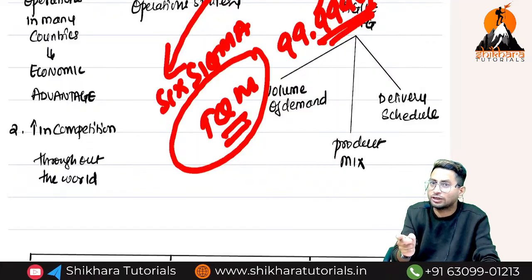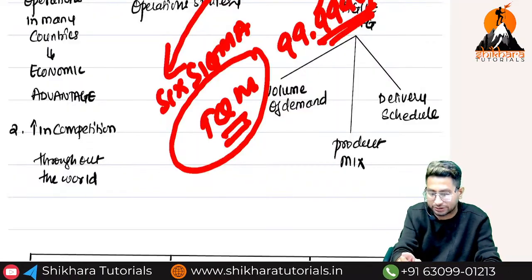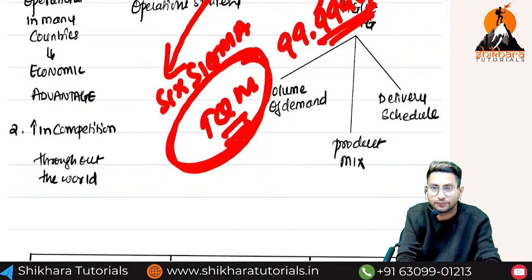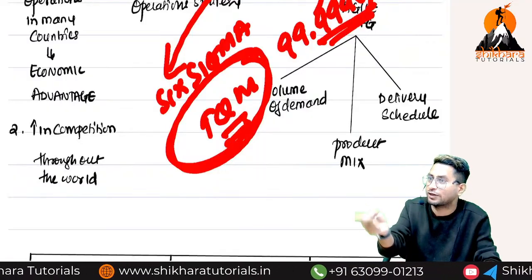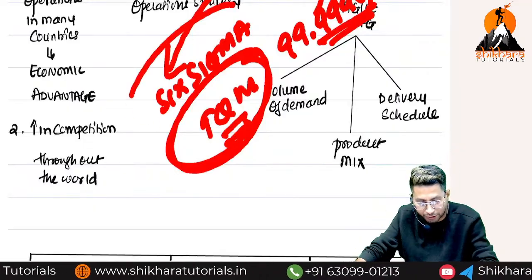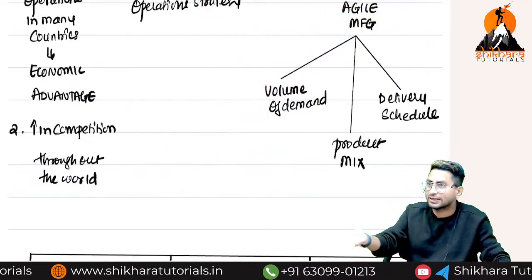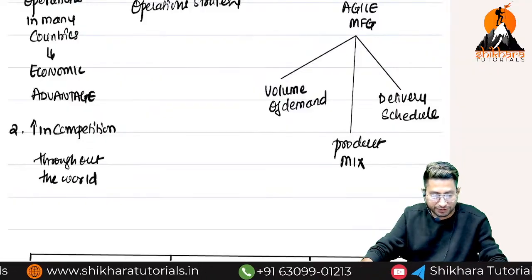So if I want improvement in my day-to-day activities, then I should follow which concept? TQM. But if I want to reduce the number of defects and achieve perfection in the product quality, then I can go for Six Sigma. Both, who will handle? Operations management team only will handle.